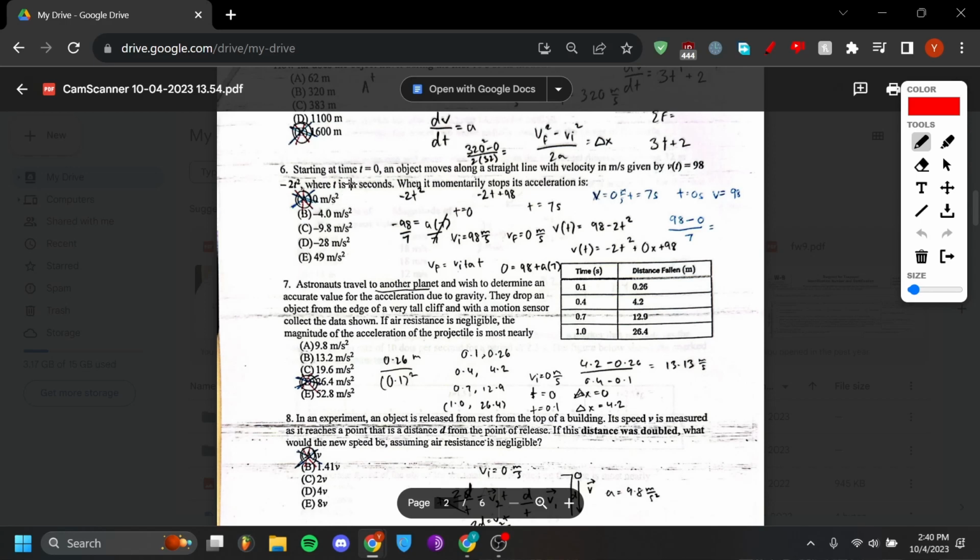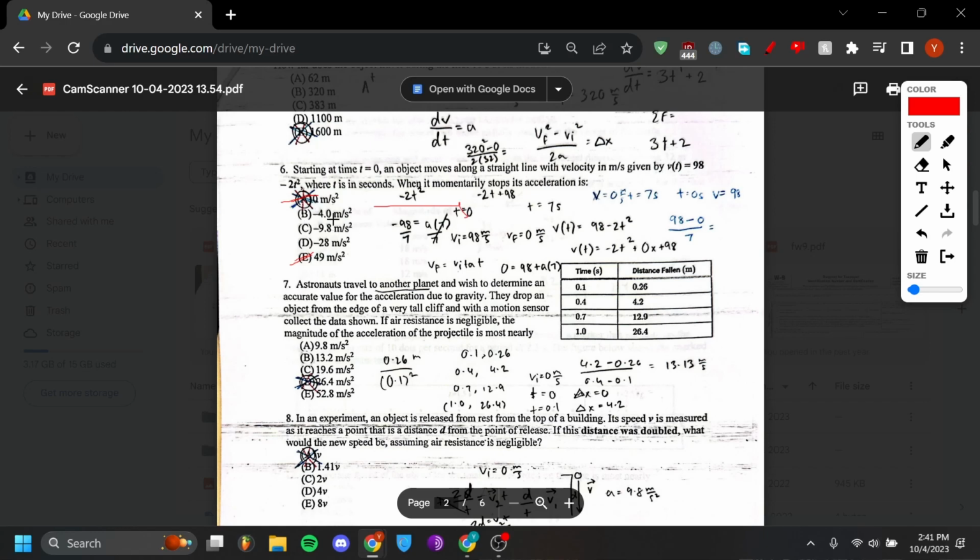Because when it momentarily stops, it's going from moving, moving, moving, and then it just stops. It's going to be negative. So we can rule out A and E. And the reason I picked A, by the way, was because I just thought that, because it stops, it's going to be 0. But that's wrong. So it can't be A, it can't be E, because it has to be negative, because it's stopping after moving in a positive direction. So it has to be negative. The acceleration, at least. I don't know about velocity.